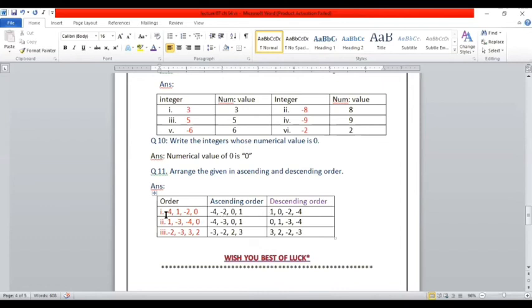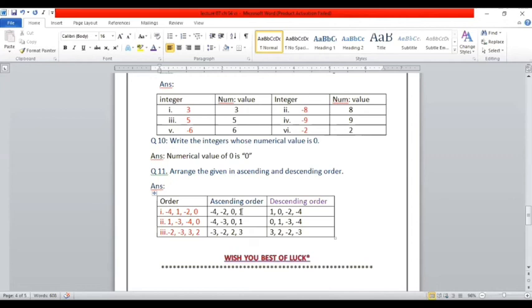Dear students, I told you about the negative values. Here the smallest value is -4 and the biggest value is 1. So we will keep the order from small to big in ascending order. The smallest value is -4, after that -2, then 0, and then 1. The smallest value is -4 and the big one is 1.